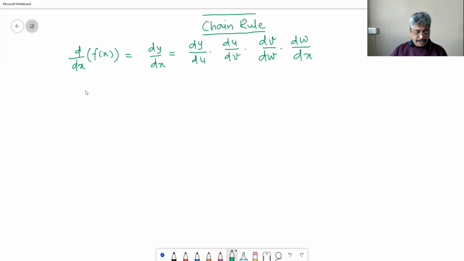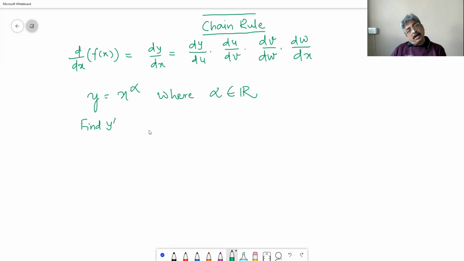So now suppose I want to find out the derivative of y is equal to x raised to alpha, where alpha is a real number. What do I do? Y is a function of x and find y dash. How do we go about it? Can you show me your proof? I mean, you may know the answer, but why is that the answer?